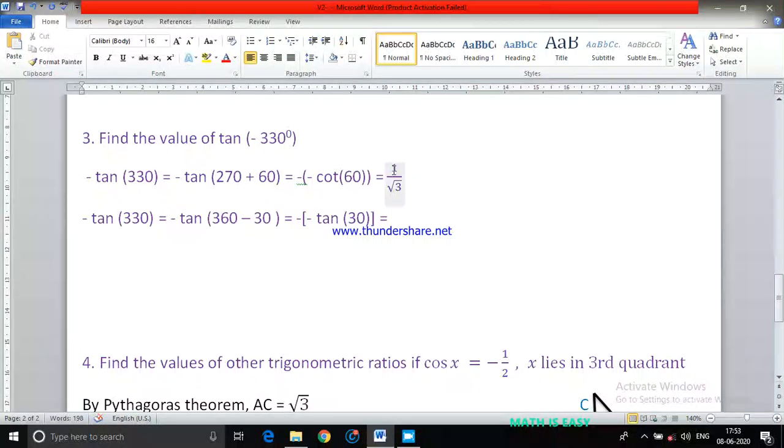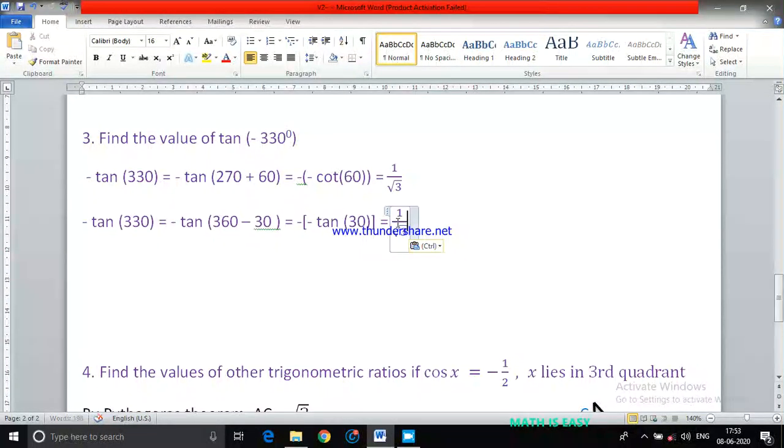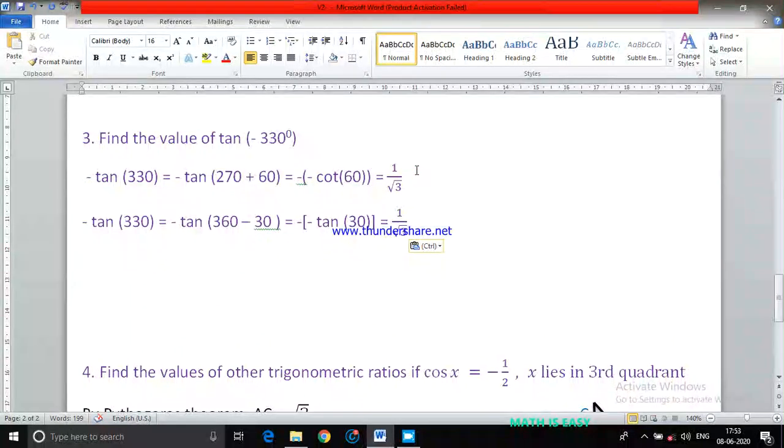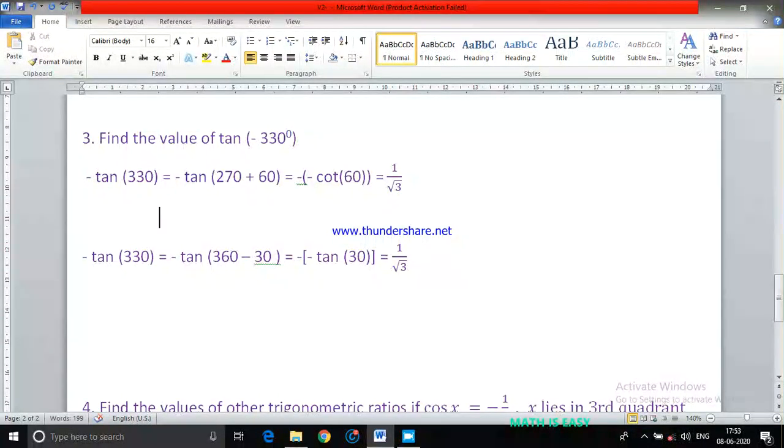And what is the tan 30 value? Tan 30 value is again 1 by root 3. You see, both the answers are same. So you can solve this way, or you can solve this way.